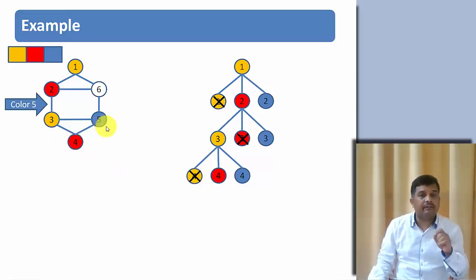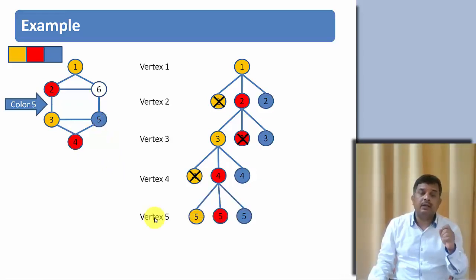Let us see vertex 5. Can I give blue here? For vertex 5, yellow, red and blue are the options. But I cannot choose red in vertex 5 because vertices 4 and 5 are adjacent. At the same time, I cannot choose yellow either because vertex 3 and vertex 5 are adjacent. So these two conditions I have to discard. I can proceed by coloring vertex 5 as blue.